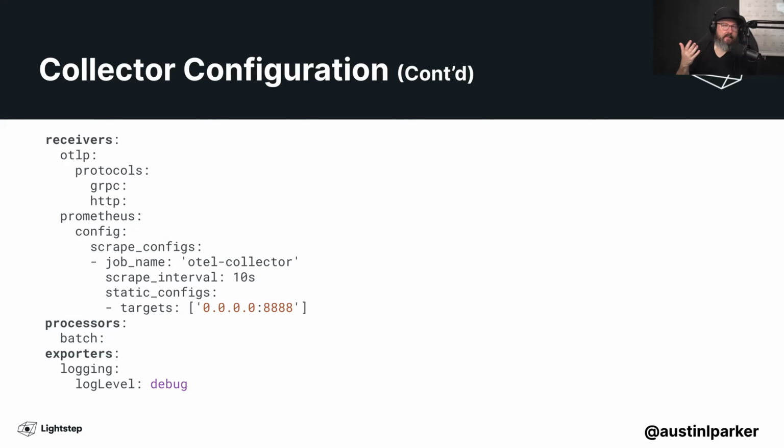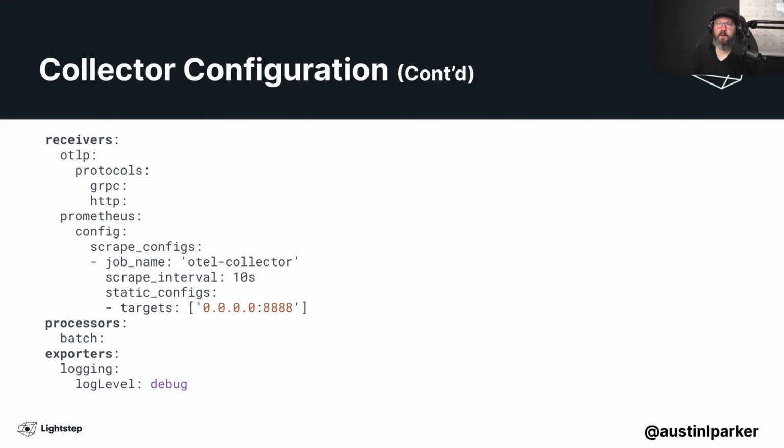And every receiver has its own YAML-based configuration. If you go into the actual GitHub repo for the collector and you go to the processor or receiver you're interested in, everything should have a README file that actually describes all the options. But in this case, we're setting one up that has OTLP receivers for both gRPC and Proto over HTTP. We're also saying scrape the collector's own Prometheus metrics that it exports.